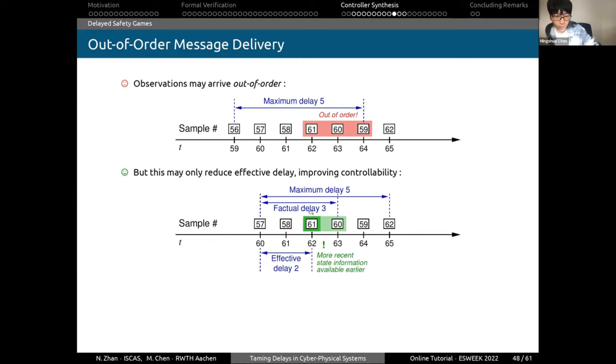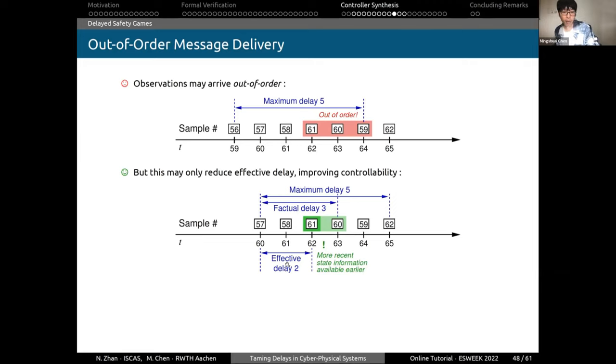Because as soon as we have 61 arrived earlier than 60, that only means that we have more recent state information available earlier, all right? Compared to the fixed delay case, 61 will arrive, let's say at 63, but now it arrives earlier and we have more recent information. And this information will help us to make more accurate decisions for the controller. So it in fact only reduces the effective delay.